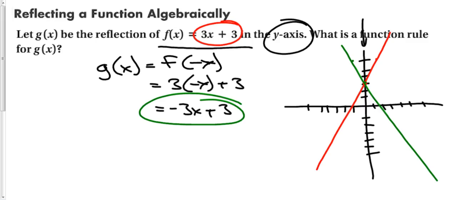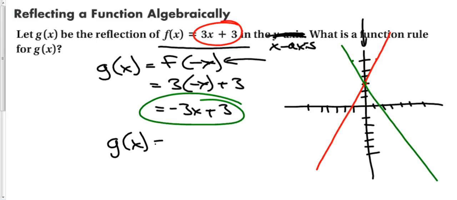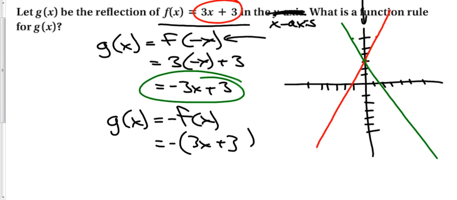Okay? If I want to reflect this in the x-axis, instead of plugging in f of negative x, g of x would be equal to the opposite of the whole function, which means that I would start with the whole function, 3x plus 3, and I would put a negative out front, which would give me negative 3x minus 3. Okay, so let's graph this one in blue.